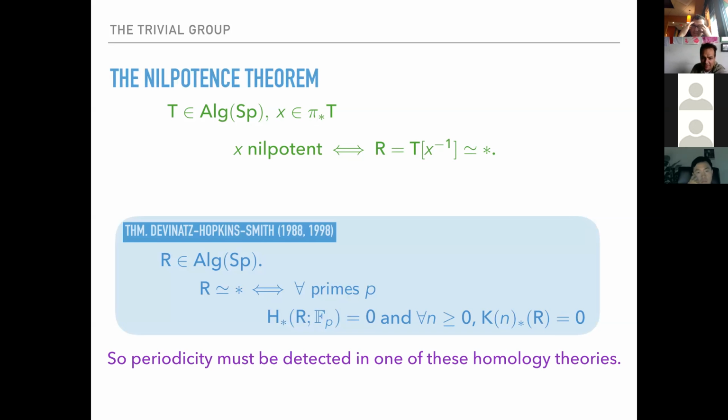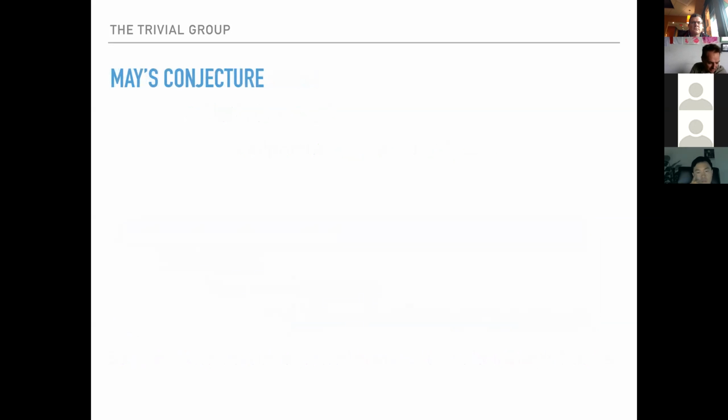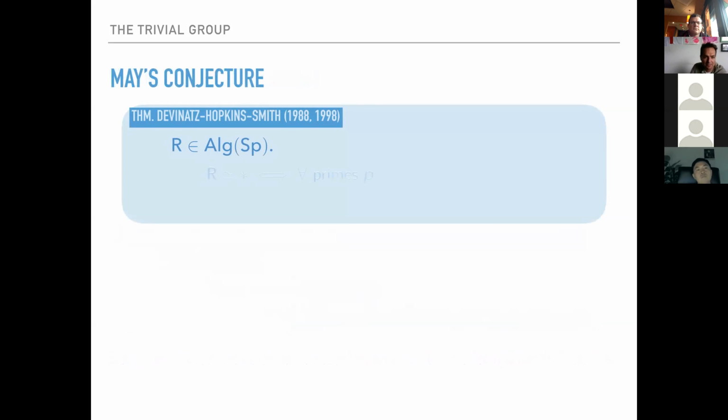So we can always detect periodic families, non-invertible elements, in at least one of these homology theories, one of them, finite things. There have been some enhancements to this when we assume some more structure.